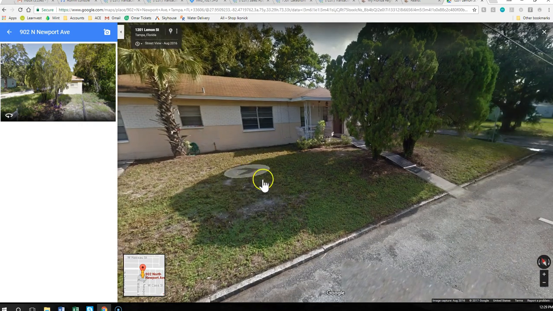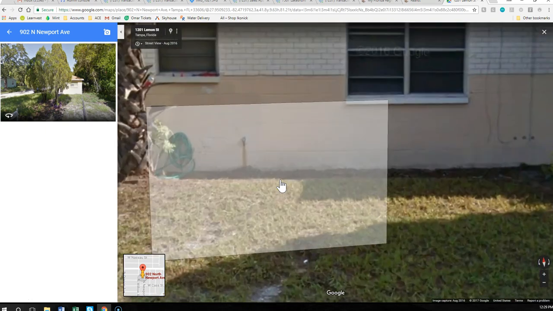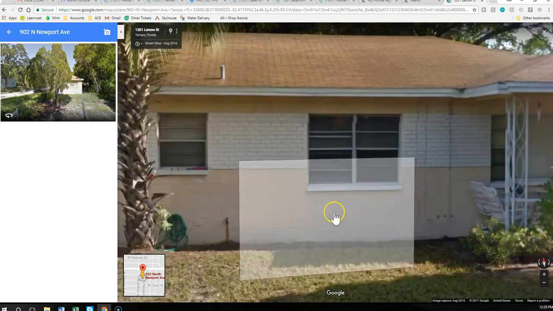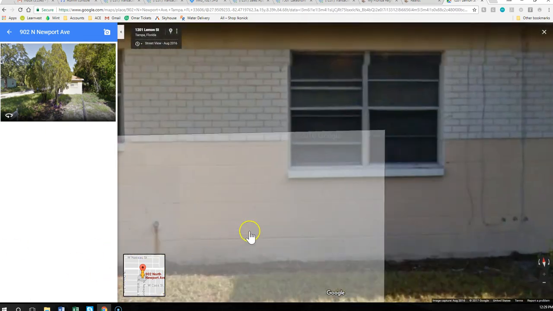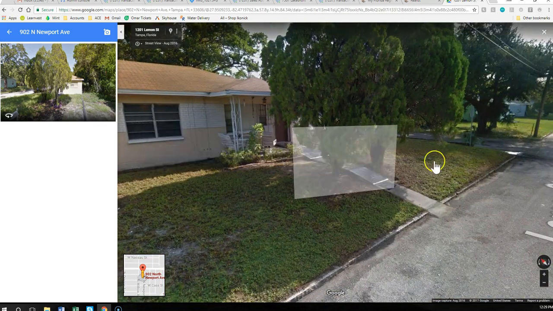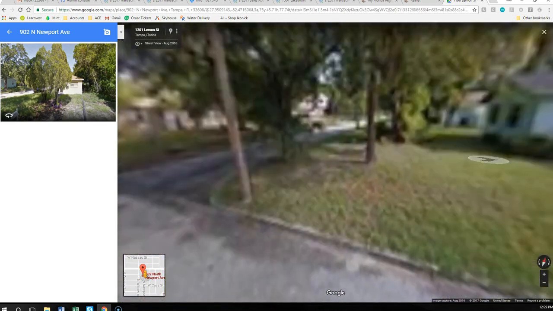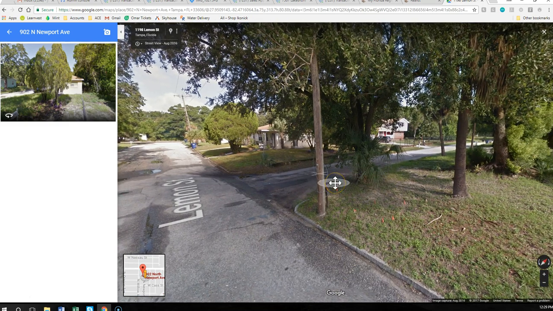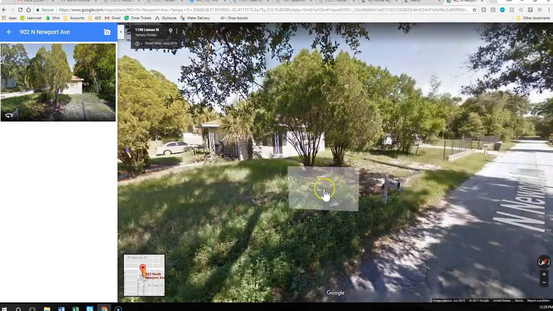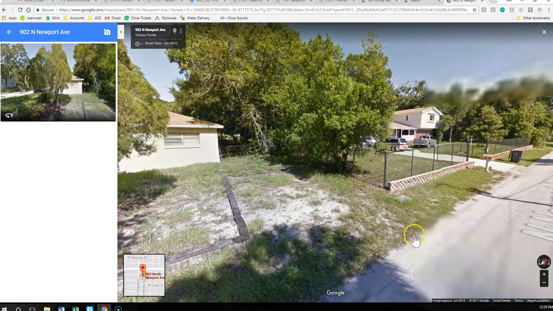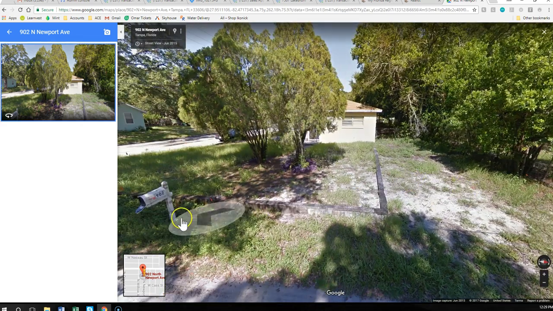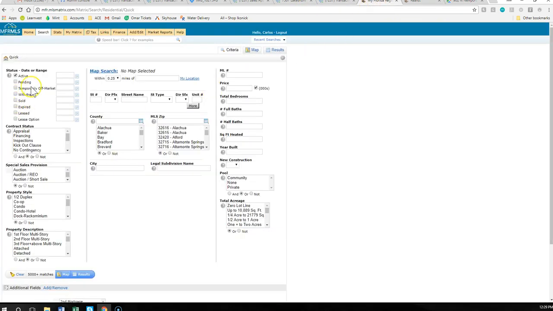Okay. So you take a look at this house. Let's see, that's a block house. So you see the cinder blocks? So this is definitely a block house. Okay, boom. So it's a block house. But basically what you're doing is just searching the area to see what cash investors are in the area.